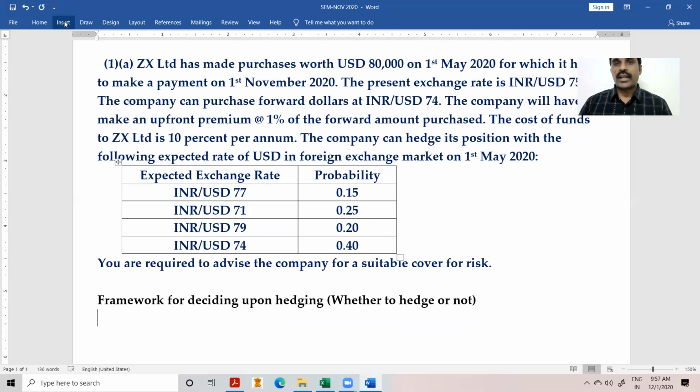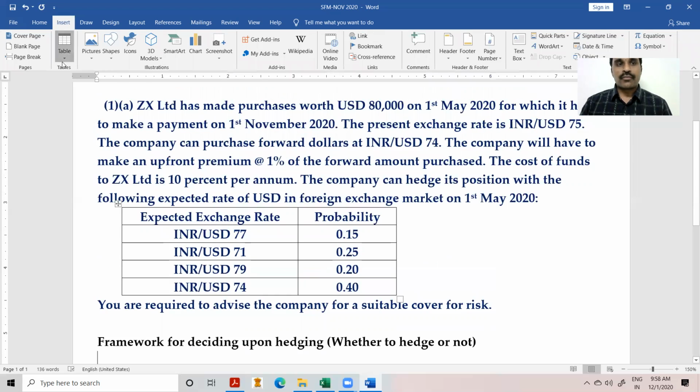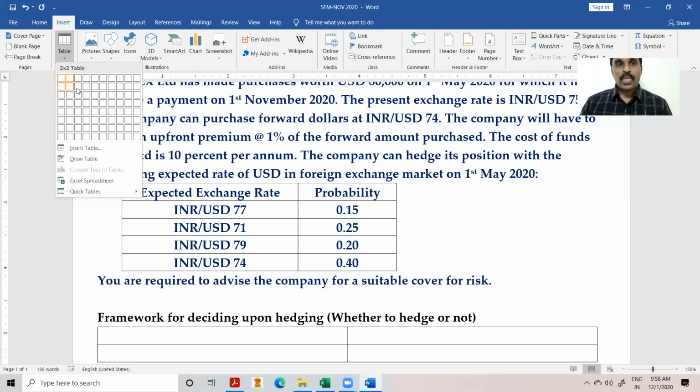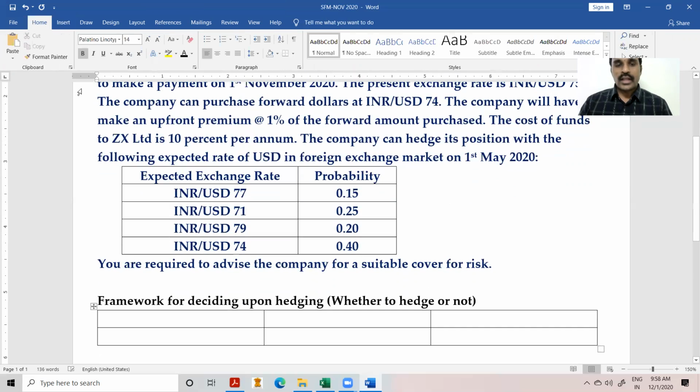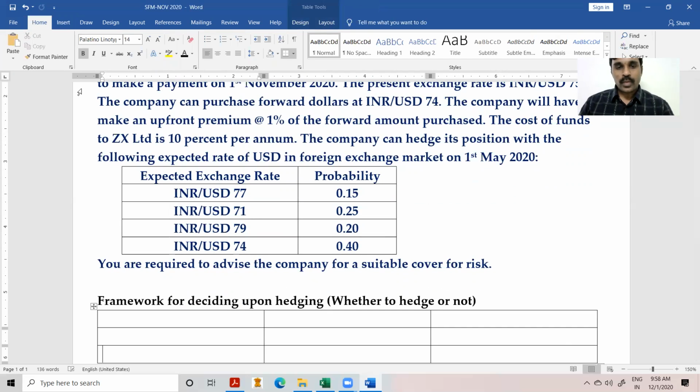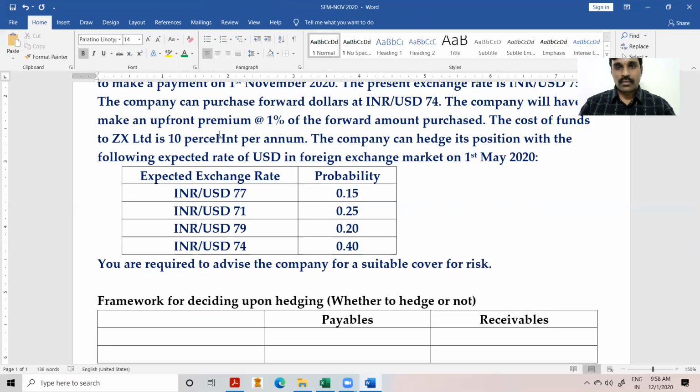In case of payments, if the hedging strategy results in less payments, hedging is preferable. In case of receivables, if the hedging strategy results in more receipts, then hedging is preferable. So we'll take two points: payables and receivables. Hedging is preferable when the payments are less.